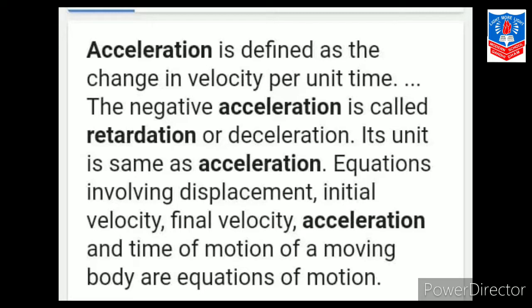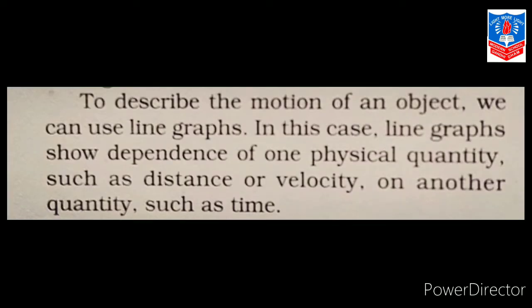And when the velocity decreases, at that time the acceleration is negative, and this negative acceleration is known as retardation. So what is retardation? Negative acceleration. Whenever the velocity of an object decreases, the acceleration is negative, and such negative acceleration is known as retardation or deceleration. Okay students? Same, the SI unit of retardation is also meter per second square, because retardation is nothing else, it is negative acceleration.